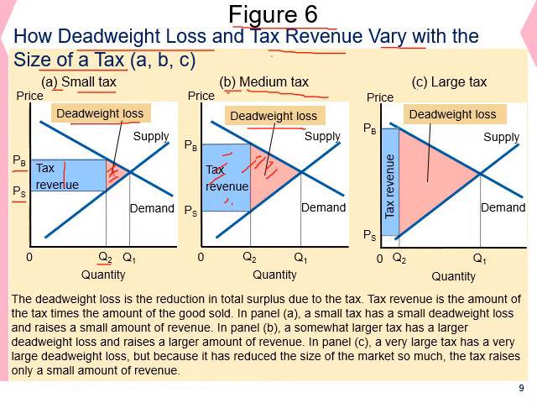Panel C deals with the large tax. A large tax will lead to the biggest deadweight loss. You can see that the deadweight loss is bigger than the first two cases, and the tax revenue is the smallest of the three cases, because the bigger tax reduces the size of the market. The size of the market is reduced so much that the tax raises only a small amount of revenue.